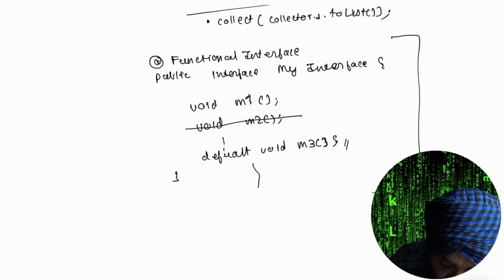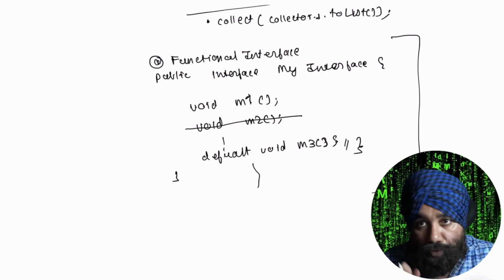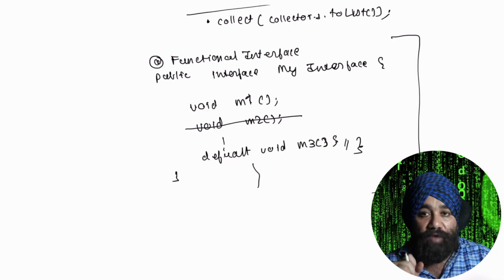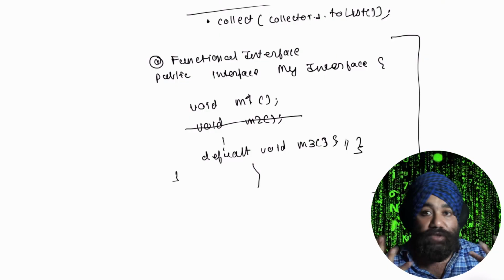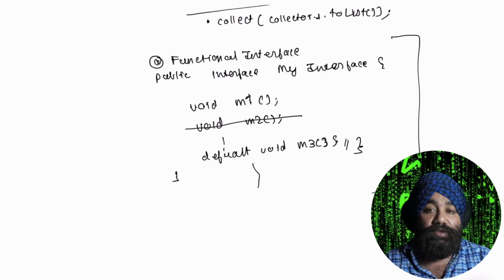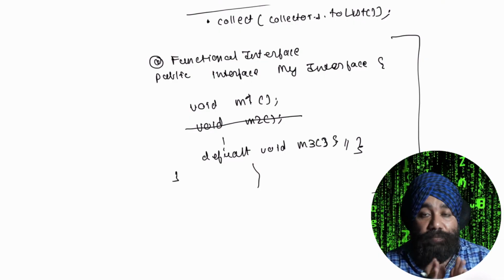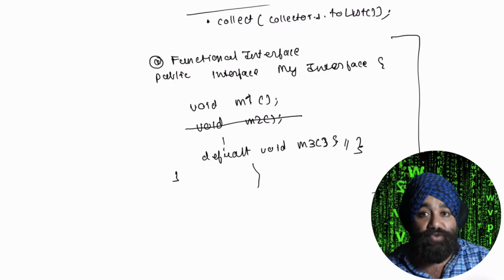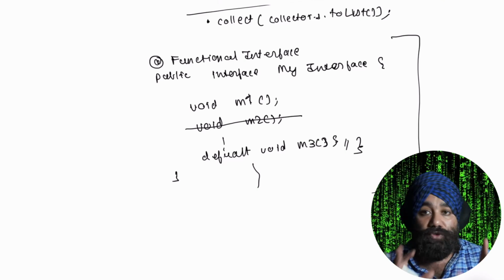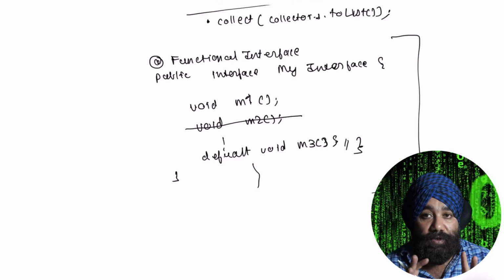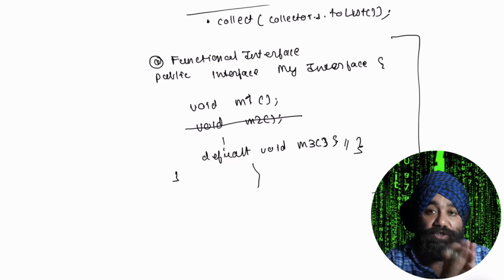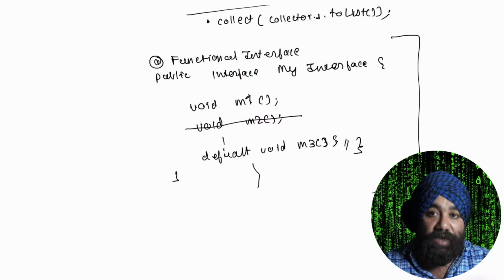It will have its implementation here. So a functional interface is allowed to have only one non-default method. But why? What is the reason? The reason is so that a functional interface can be represented using a lambda expression. So always remember this point. A functional interface is used to represent a lambda expression.